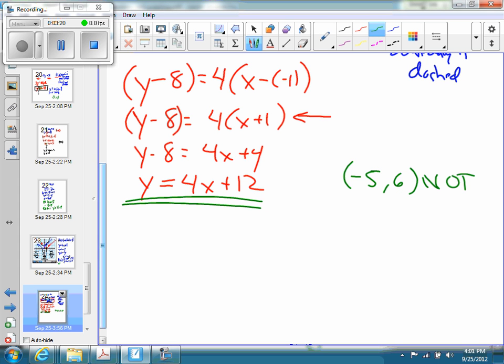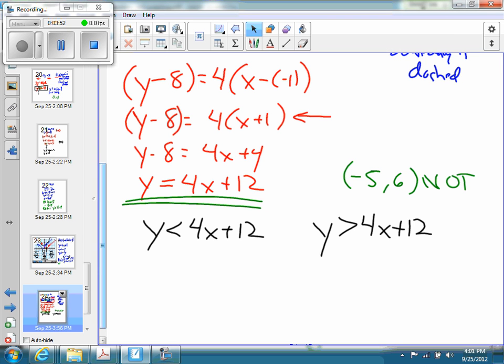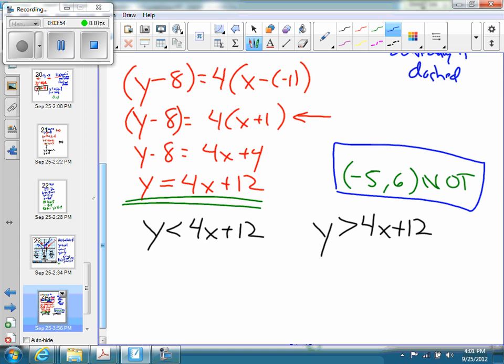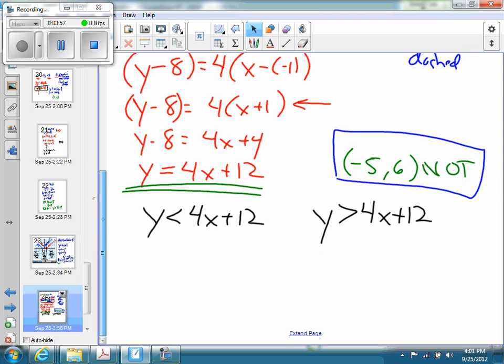So, my inequality, I only have 2 choices for my inequality. It's either going to be y is less than 4x plus 12, or it's going to be y is greater than 4x plus 12. Well, I've already been told that the boundary line is itself not part of the inequality solution, so that's why I know it's not less than or equal to or greater than or equal to. But it's got to be one of these 2 choices. So I know that -5, 6 is not going to work, so I'm going to try it in both of these.